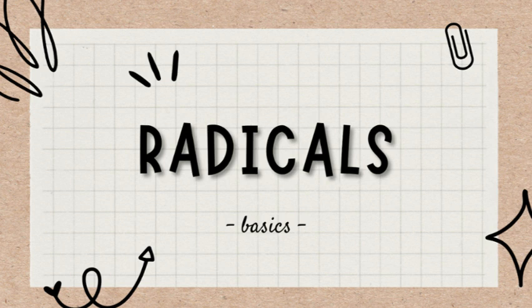Hey guys, today we will be learning the basics of radicals. A radical is a square root, a cube root, etc. The parts of a radical are the index, the coefficient, the radicand, and the radical symbol.